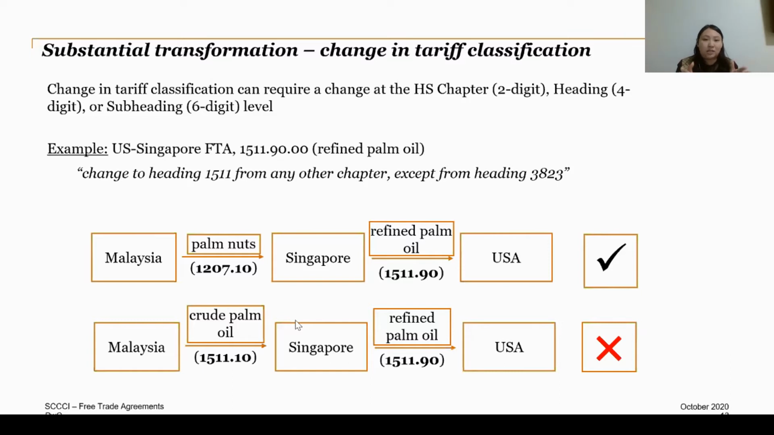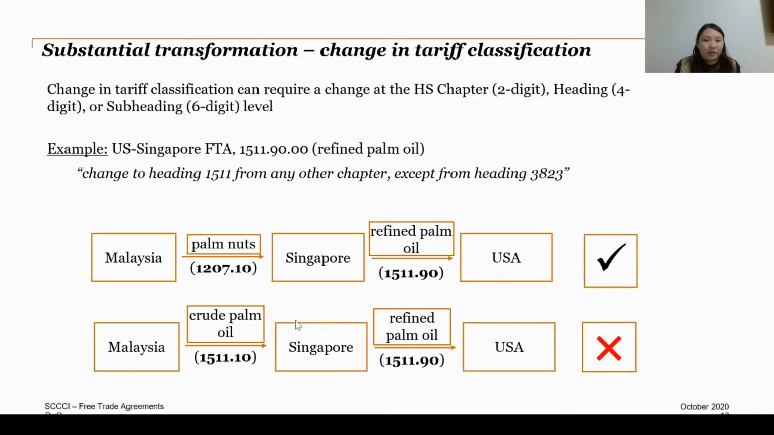So the first 6 digits are usually always the same. And then beyond that, each country comes up with their own digits. The first 2 digits we typically call the chapter level. The first 4 digits we would call the heading level. And the full 6 digits we would call the subheading level. Beyond that, I normally call it just the national level, national code. But it really depends.